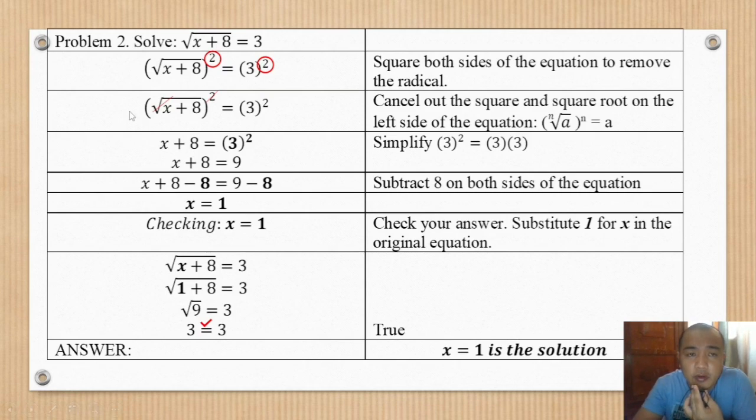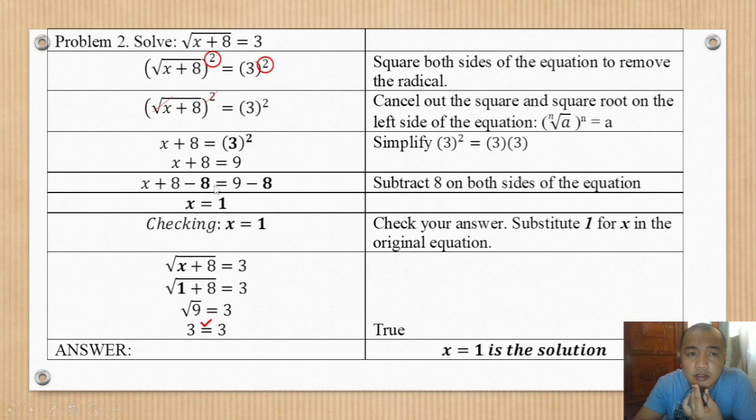Another one, square root of x plus 8 equals 3. First step, square both sides of the equation to remove the radical. And by the radical rule, nth root of a raised to n equals a. Then square root of x plus 8 squared is simply x plus 8. Then square 3, that's 9. So the new equation is x plus 8 equals 9. Transpose 8 to the right side. 9 minus 8 is 1. So therefore the answer is 1.